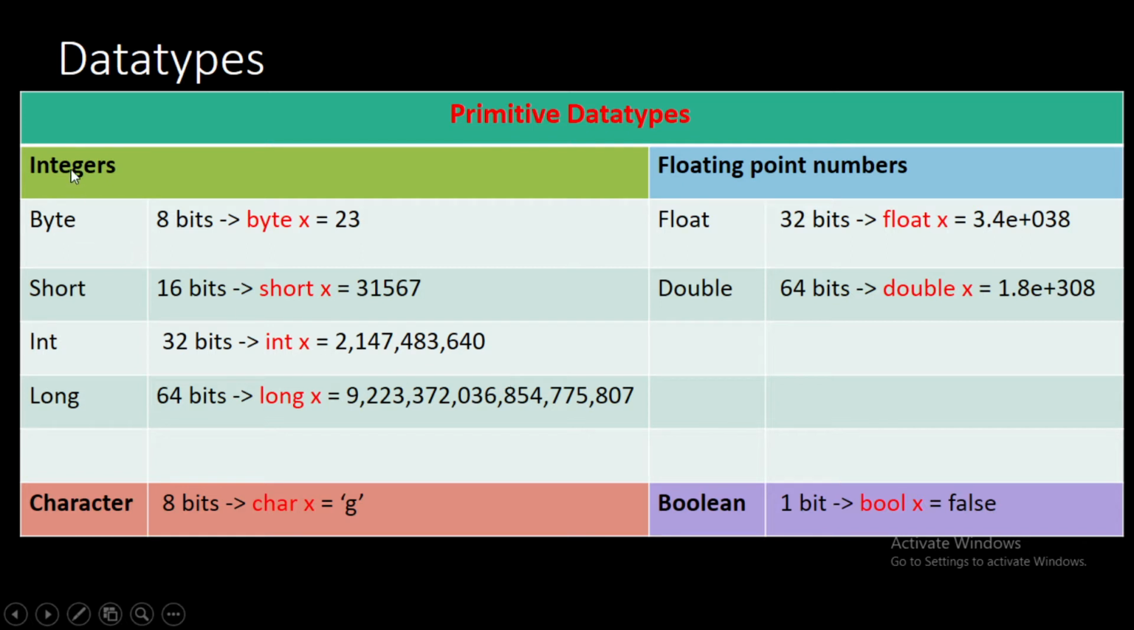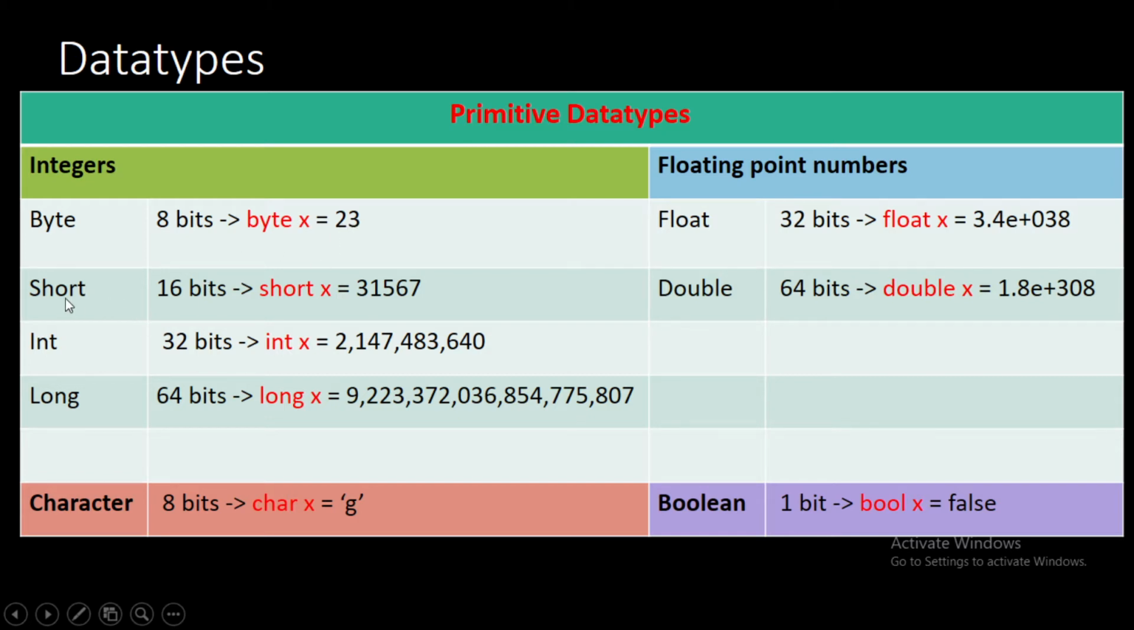So speaking about integers, we have four subcategories under that. The first one is byte. The maximum length is 8 bits here. And I've just given an example along with the syntax here. So the data type is byte, x is the variable, and it can store a value like 23.